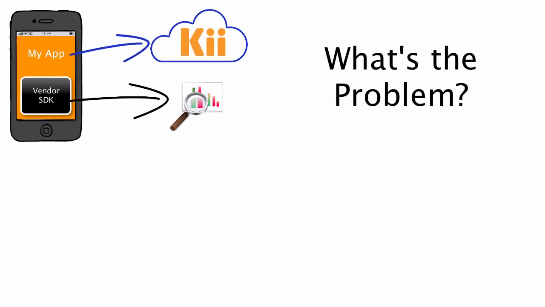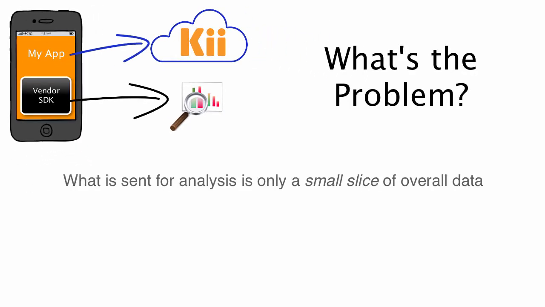Well, what is sent for analysis is really just a small slice of the overall data. So if you take a look at the diagram, you can tell that most of your application and its data is being stored in the application backend. And only the events, only the attributes that you've picked out are being sent to the analytics provider.